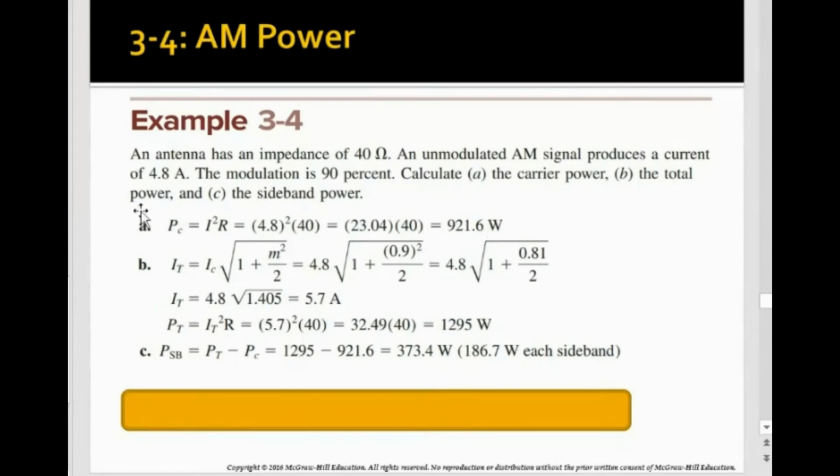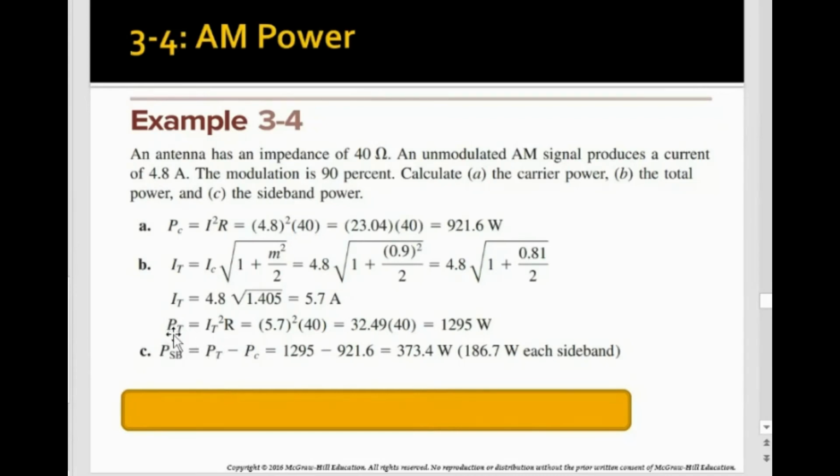For part B, the total power, we can use this equation: IT equals the carrier current times the square root of 1 plus modulation index squared over 2. So we have 4.8 ampere for the carrier times the square root of 1 plus modulation index 0.9, which is 90%, squared over 2. So then we have 5.7 ampere as the total current. This total current means the current of carrier and the modulating signal after modulation.